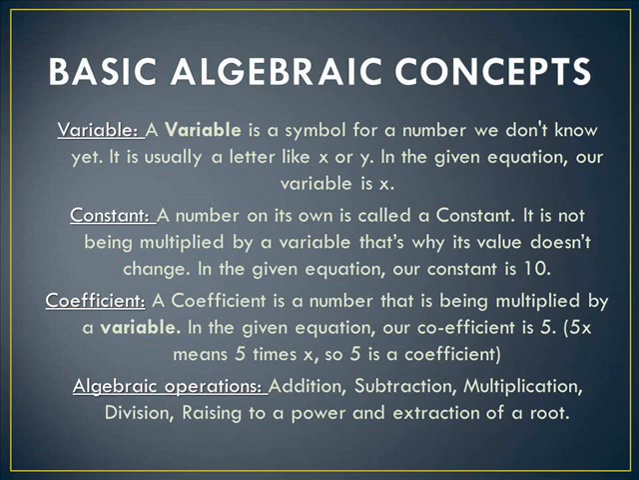A constant is a number on its own. That is, it is not being multiplied by a variable. That is why its value doesn't change. In the given equation, our constant is 10. A coefficient is a number that is being multiplied by a variable. In the given equation, our coefficient is 5, which is being multiplied by x. 5x means 5 times x. Algebraic operations mean addition, subtraction, multiplication, division, raising to a power, and extraction of a root.